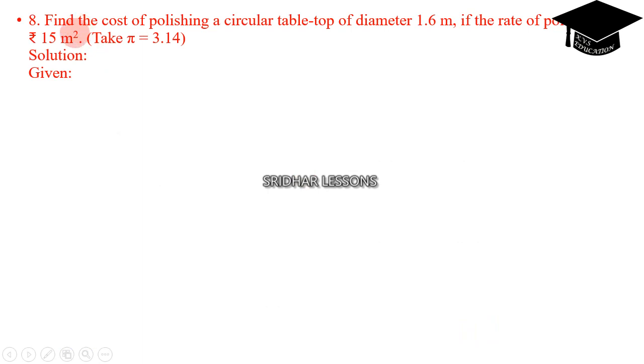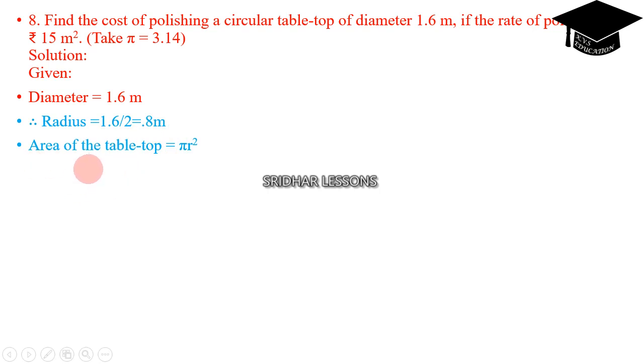Question number 8. Find the cost of polishing a circular tabletop of diameter 1.6 meters, if the rate of polishing is 15 rupees per meter square. Take pi value as 3.14. Here it is given that the diameter is equal to 1.6 meters. Therefore, the radius is equal to 1.6 by 2, which is 0.8 meters.